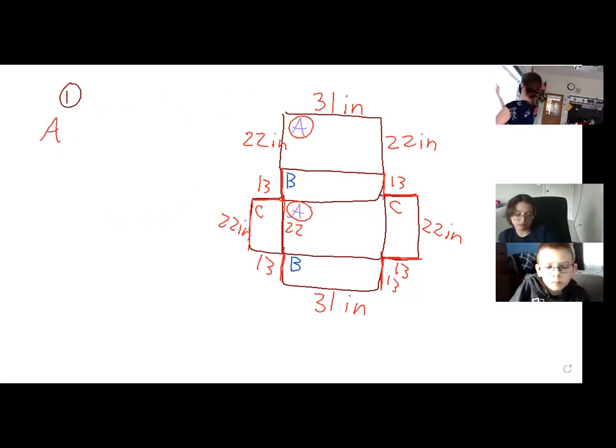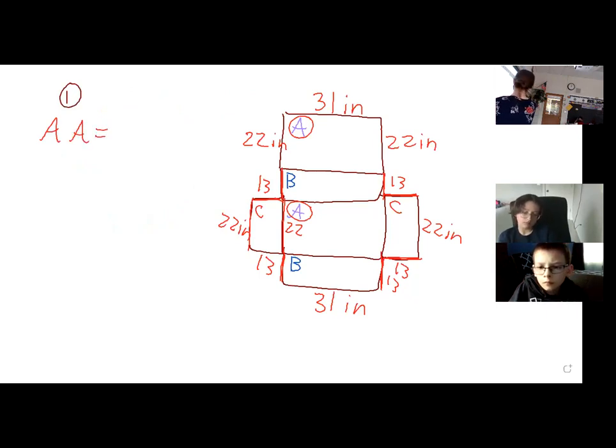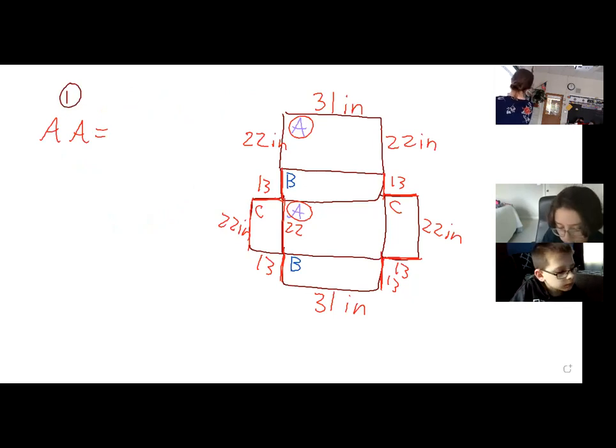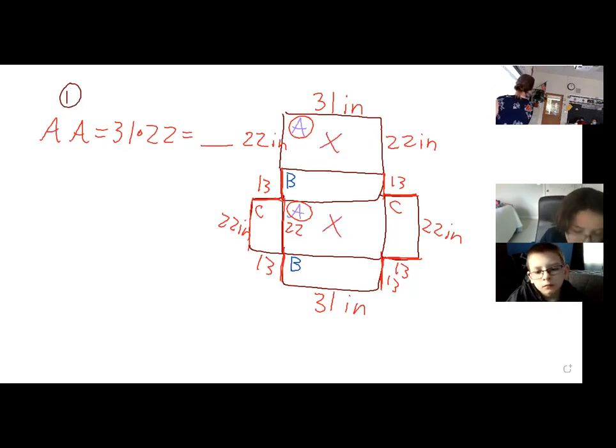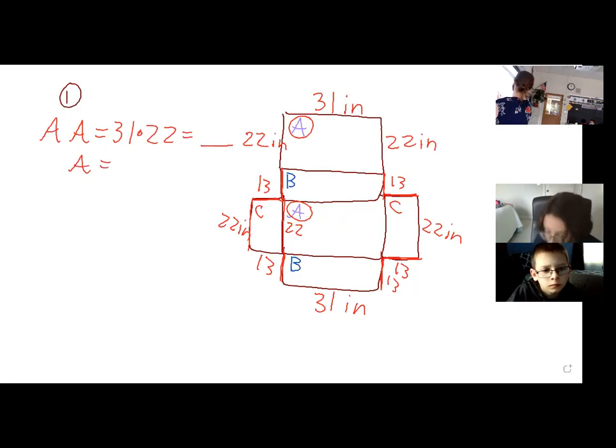So the area of shape A is going to be calculated using length times width. So what is the length and what is the width of shape A, boys and girls? 31 times 22. Good, and we can calculate that later. We'll leave it alone. And we know that we need two of them, right? Because this one and this one are congruent, right? So we will find the area of that and then actually have the second copy of it.